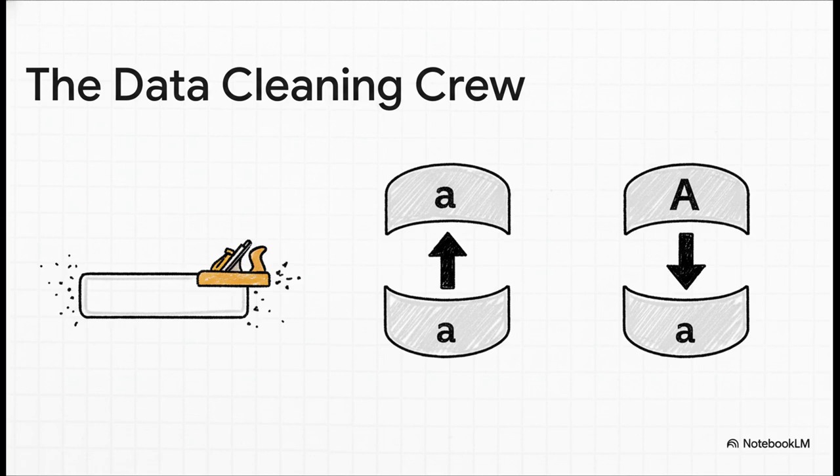Trim is your secret weapon. It gets rid of all those annoying extra spaces at the beginning or end of a cell that you can't even see. Then you've got upper and lower, which are perfect for standardizing text, making sure that Apple with a capital A and Apple with a lowercase a are treated as the exact same thing.